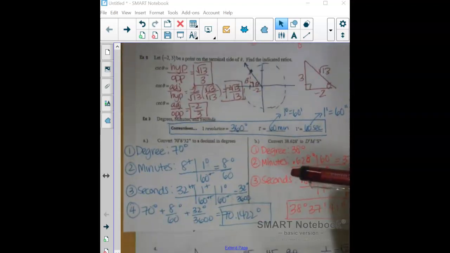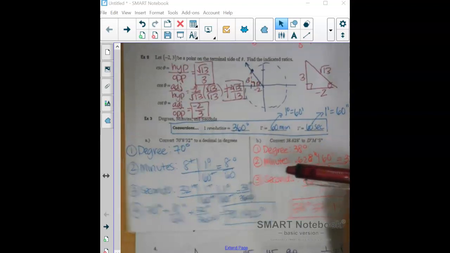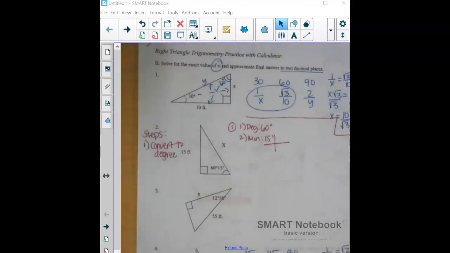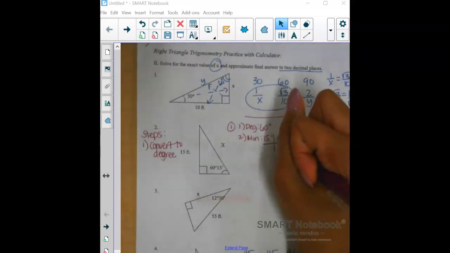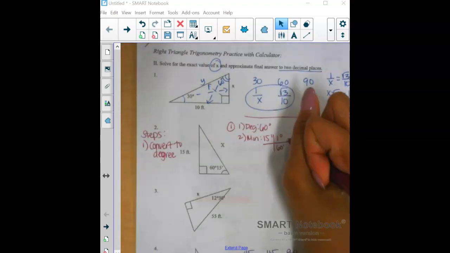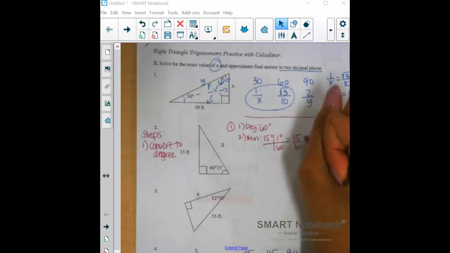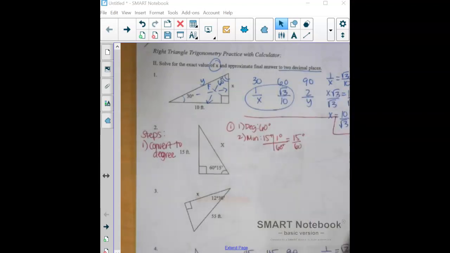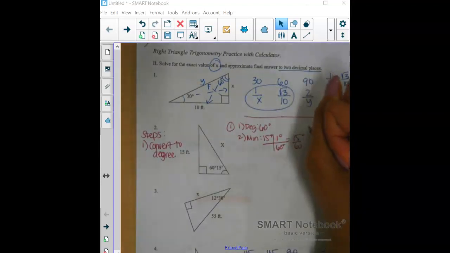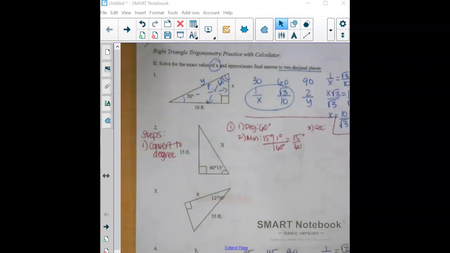1 degrees over 60 minutes. So this first one right here, we're going to make this 1 degree over 60 minutes. And I'm going to rewrite this as 15 over 60 degrees because both of those units cancel. Part 3 is usually the seconds, but do we have any seconds here? No, so I'm just going to put 0.